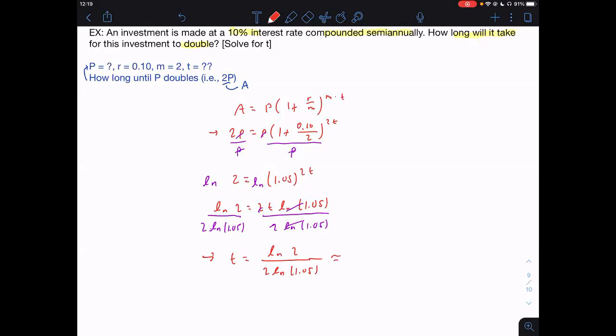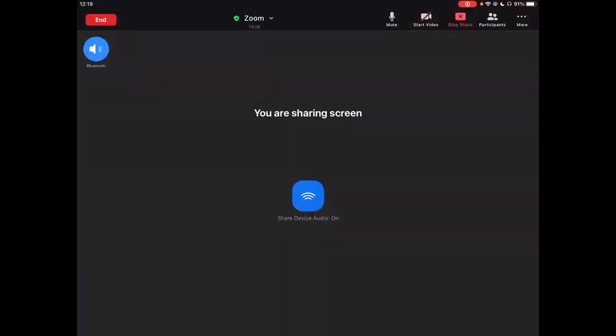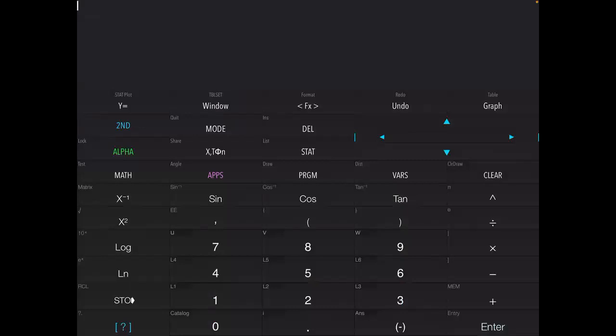Okay, and let's approximate this. I didn't say how much to round, so let's use 4 decimals for rounding this. All right, so to solve for this, let's go to our calculators. Let's take the natural log of 2, which is our numerator, and divide this by, and let's use some parentheses here. Left parenthesis, 2 times the natural log of 1.05, close parenthesis, or two close parentheses, I should say, to give us approximately 7.1033.